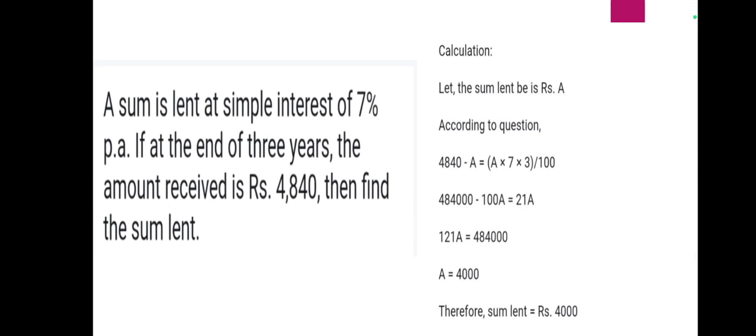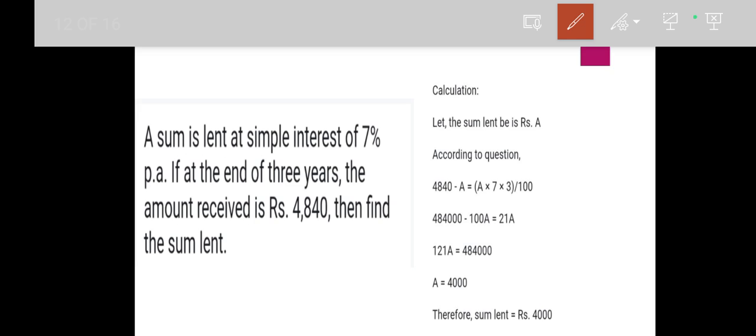Next question. A sum is lent at simple interest of 7% per annum. If at the end of 3 years the amount received is rupees 4,840, find the sum lent. So we need to find the sum that is lent, right? Let the sum that is lent be rupees A. So we know that 4,840 is the amount received. So that 4,840 minus the amount equals A into 7 into 3 by 100.